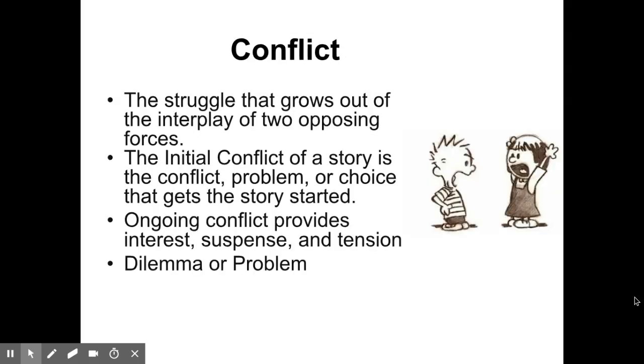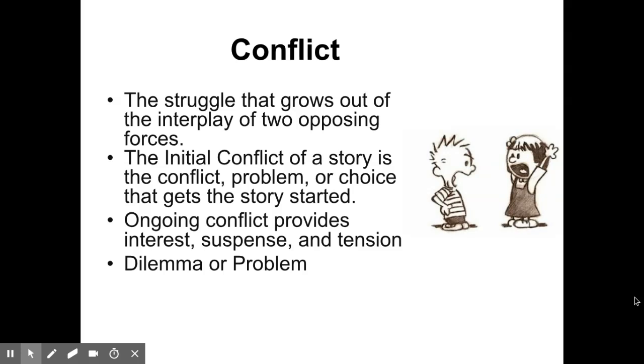Then you're going to write down the word conflict. When we talk about the conflict, this might have been what an elementary school teacher called the dilemma or problem that got the story started. And it's the struggle that comes from the interplay of two opposing forces for the main character. Sometimes in stories, it is the hero versus the villain or the good guy versus the bad guy. But sometimes it's more of an inner choice or decision that the character is struggling with.